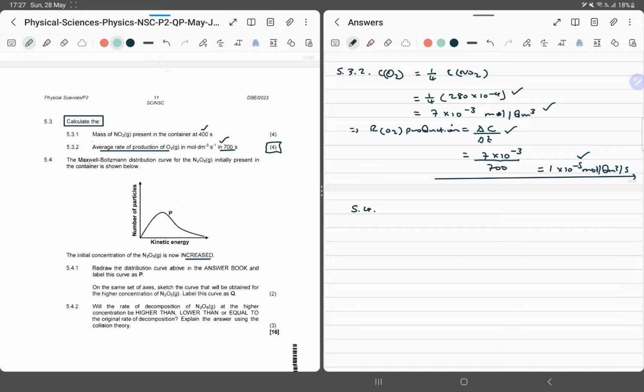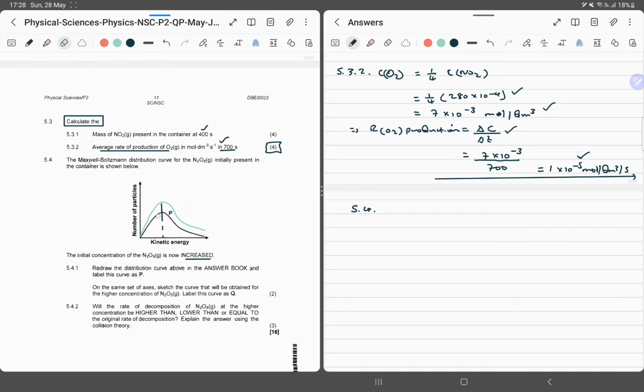They increase. It says now redraw the distribution curve above in the answer book and label this as P. On the same set of axes, sketch the curve that will be obtained for the higher concentration of dinitrogen pentoxide. Label this Q. Obviously, we're going to start from here. We go to a higher peak, and that is the story that we're going to get. What is important here is to notice that there's a higher peak because of a higher number of particles.